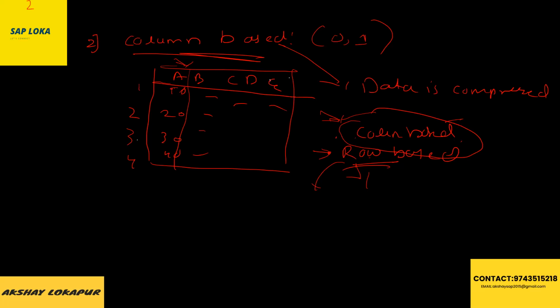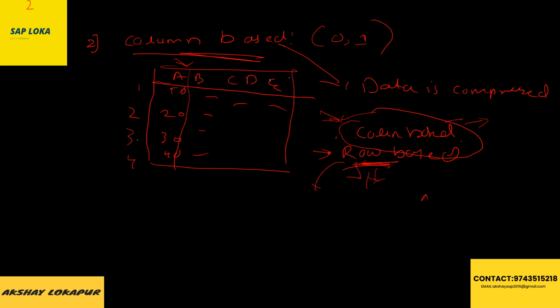Actually, if we compress the data, then in the future there will again be a space crunch, right? No, if you compress the data, you will get a lot of space. In row-based storage, we cannot compress the data. That is why in the earlier ECC system we used to archive. Archive means we remove the data and put it on some other server. We used to do that every 6 months or 3 months.